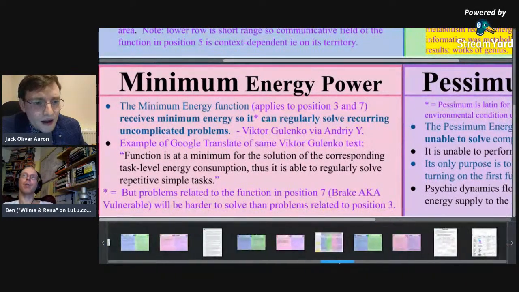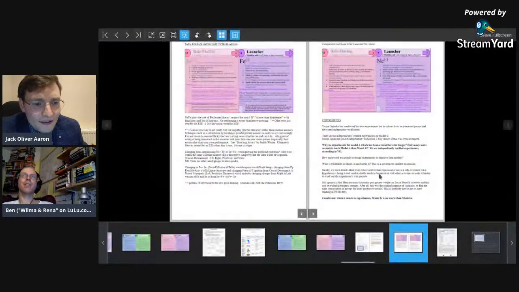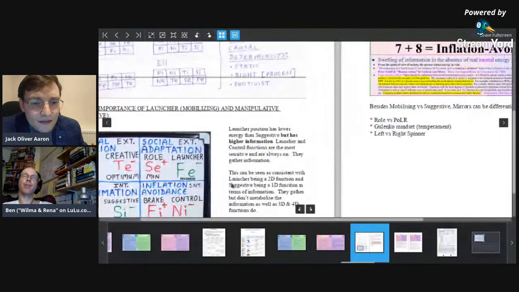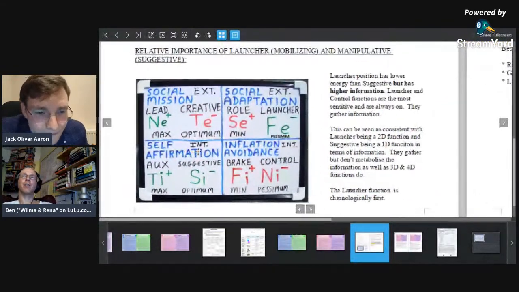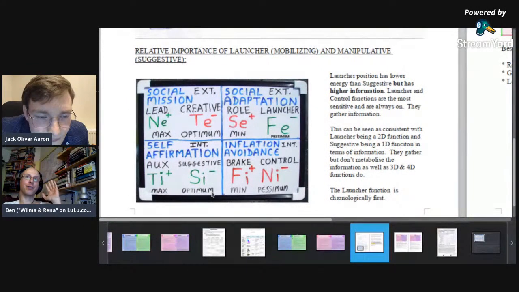Okay, we can go right to the end. We can go over that now. Where is that? Here, where we're comparing the launcher and the suggestive. Yeah, that's in this section, because we're actually talking about how it's constrained.